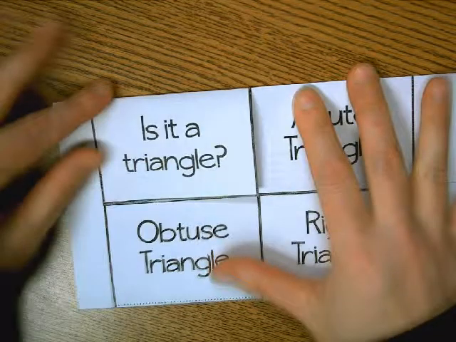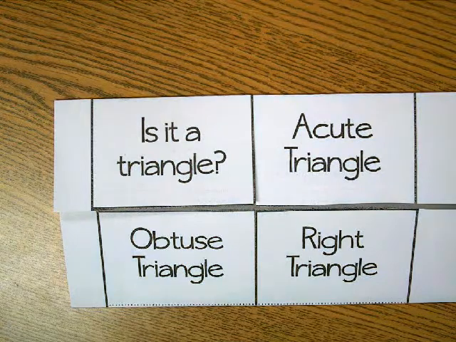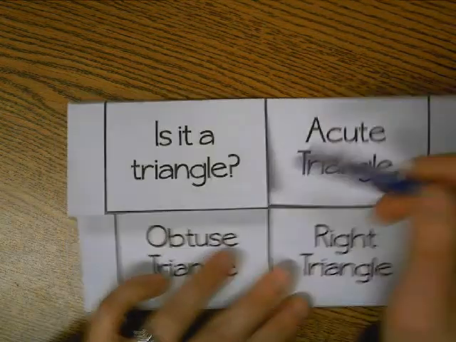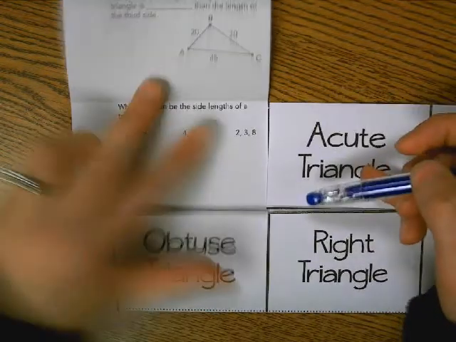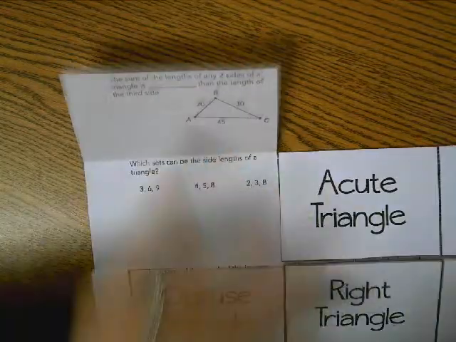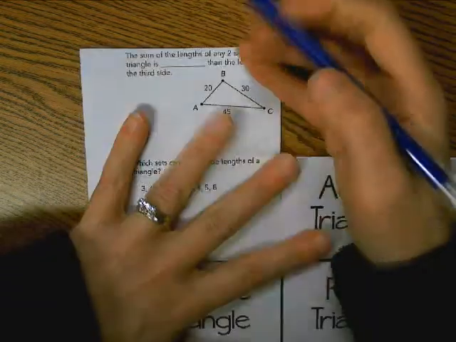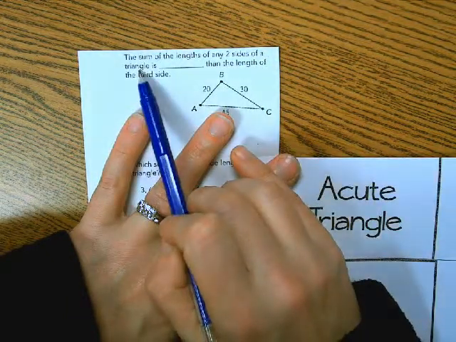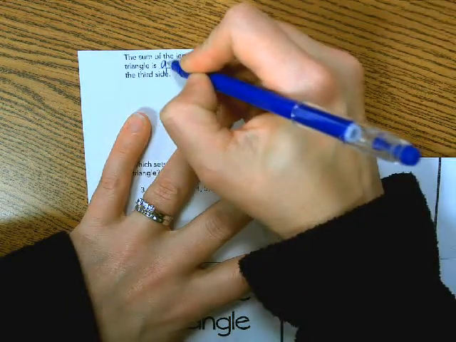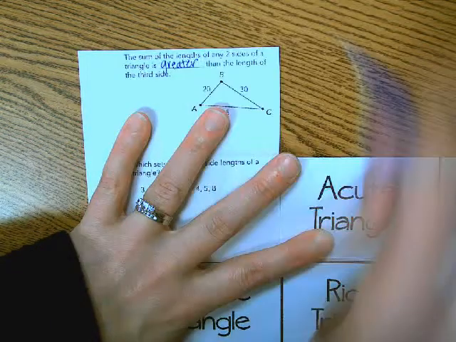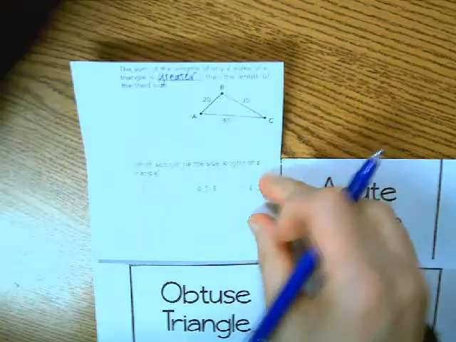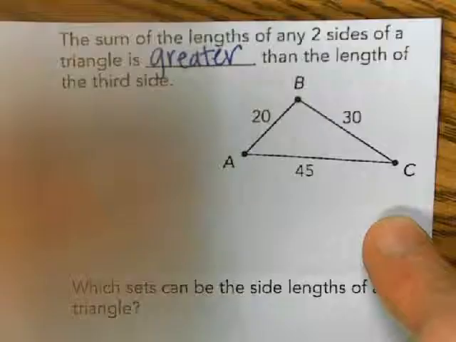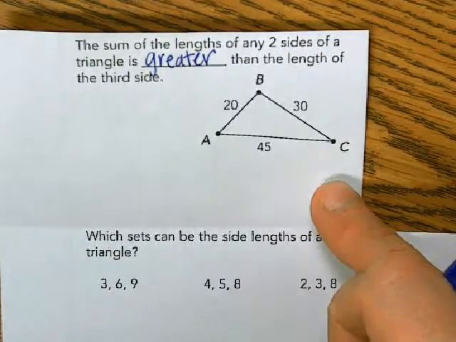So this first thing we're going to talk about is, is it actually a triangle? Okay, so we're looking at this first little column here, or flappy window, whatever you want to call it, and this is a rule from earlier this year. Essentially we need to say that the sum of the lengths of any two sides of a triangle is greater than the length of the third side.